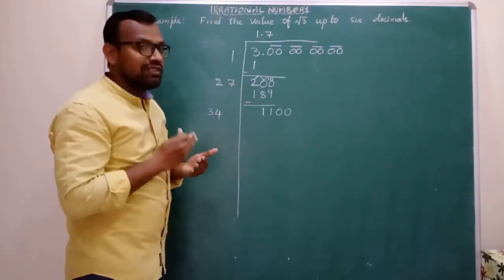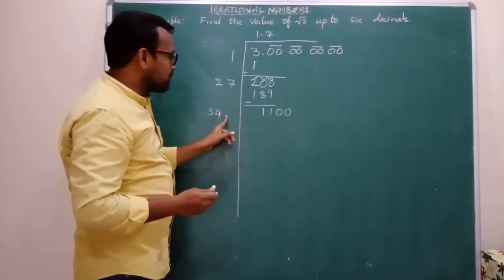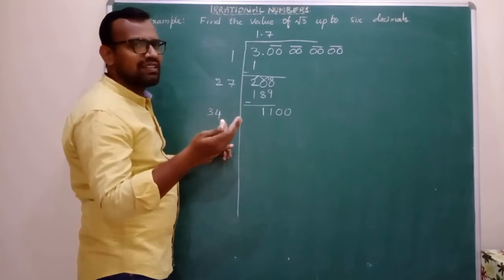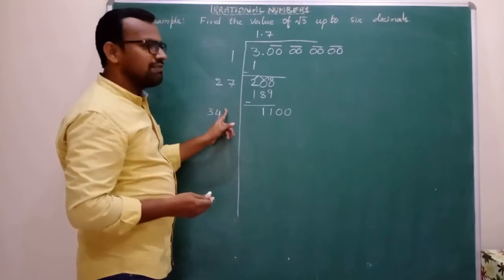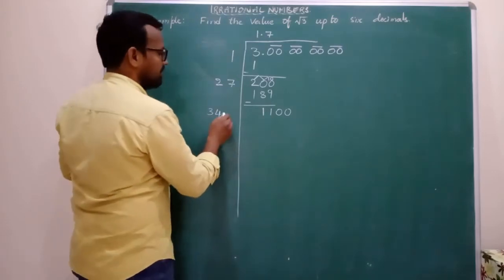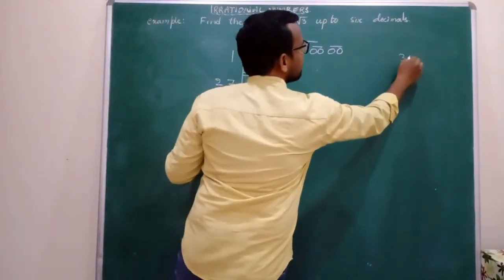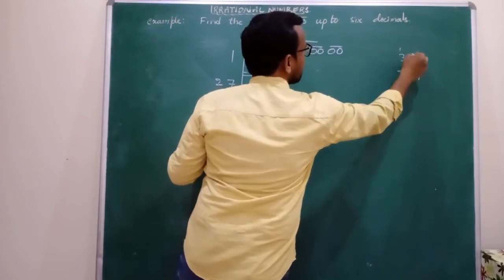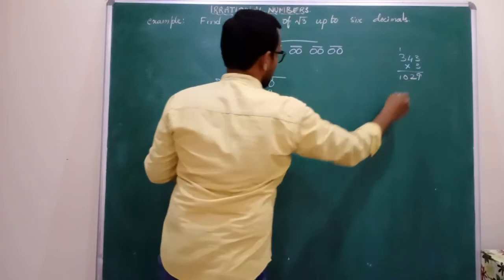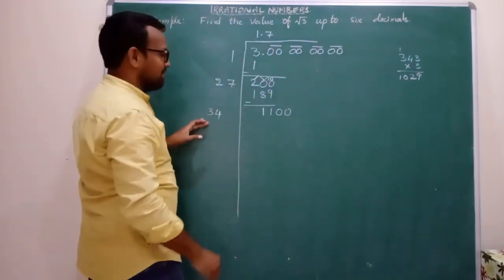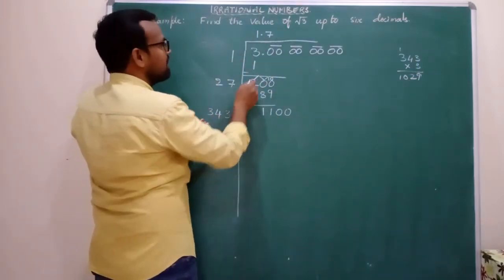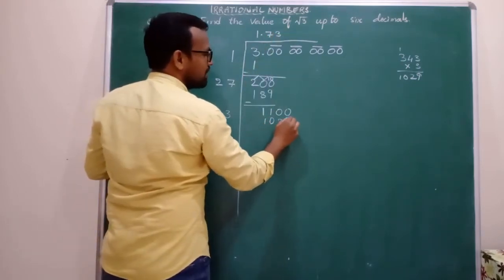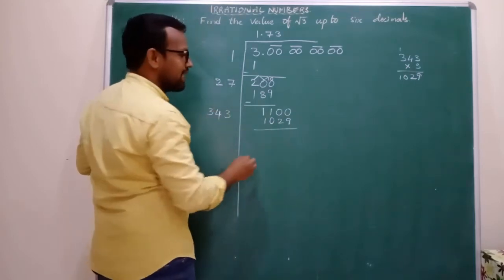So think 3, 4. Suppose you take here 2 into 2. 302s are something near to 600 or 700, right? Now, if I take 3 here, 343. Let me multiply here. 343 3s are 3 3s are 9, 3 4s are 12, 3 3s are 9 plus 1, 10. Now it is 1029, which is near to 1100. So let me take here 3 and 3. 3 into 343 is 1029. Now subtract this one.